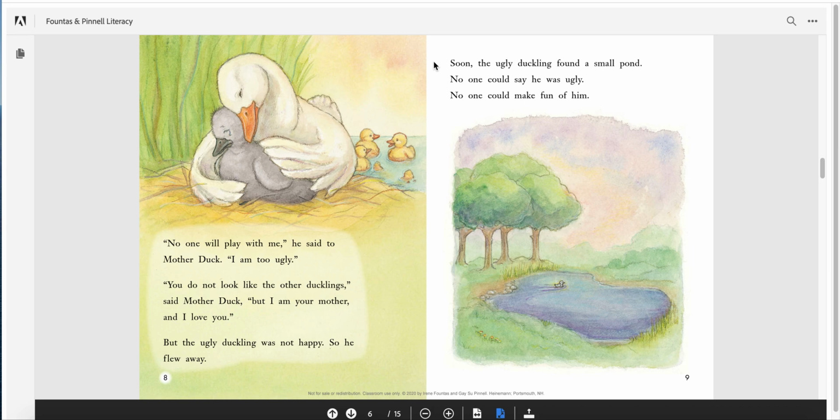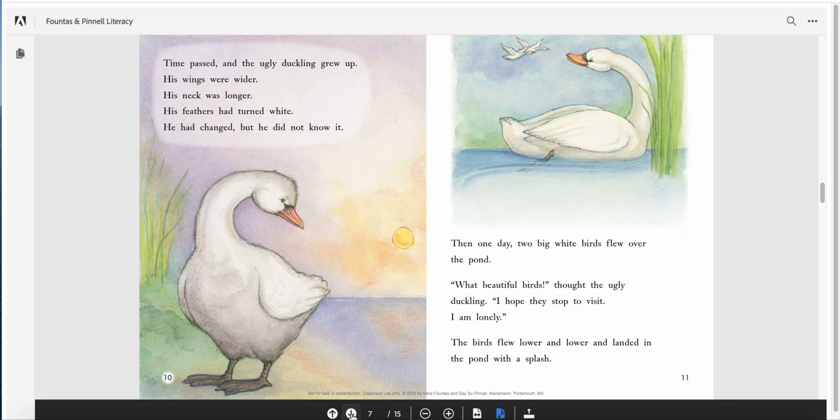Soon, the ugly duckling found a small pond. No one could say he was ugly. No one could make fun of him. Time passed, and the ugly duckling grew up. His wings were wider, his neck was longer, his feathers had turned white. He had changed, but he did not know it.